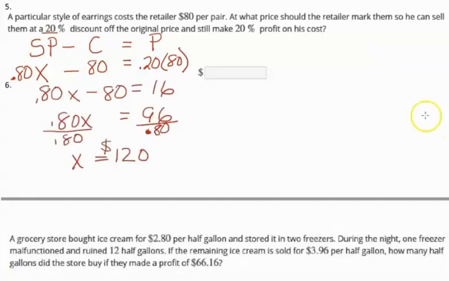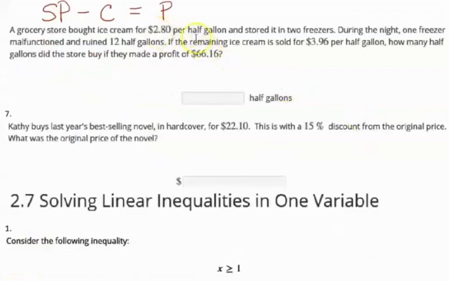So to save time, I worked it out. Part of it's straightforward, 0.80. I'm going to add 80 to both sides here. Multiplied this, got 16. Added this to both sides, got 96. Divided by 0.8, I get $120. All right, let's go on. Now, this is similar to the previous one. So keep in mind, sales price minus cost equals profit.